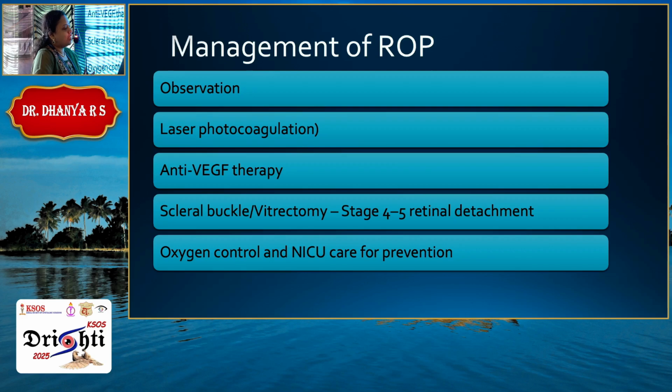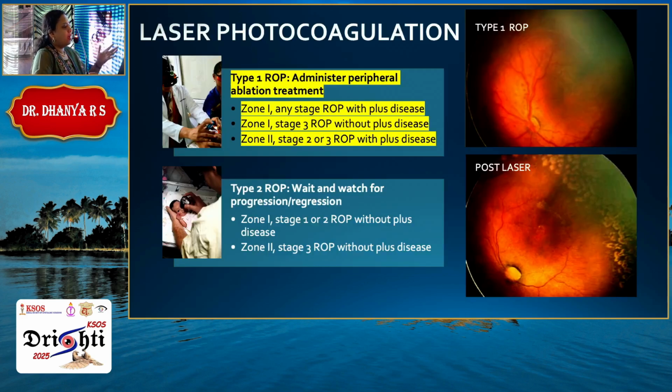Now, how do you manage ROP? There are various methods, depending upon the stage. In type 1 ROP, what is type 1 ROP? You have to administer peripheral laser ablation, and type 1 ROP is defined as any stage of ROP with plus disease in zone 1, stage 3 ROP without plus disease in zone 1, and stage 2 or 3 ROP with plus disease in zone 2.